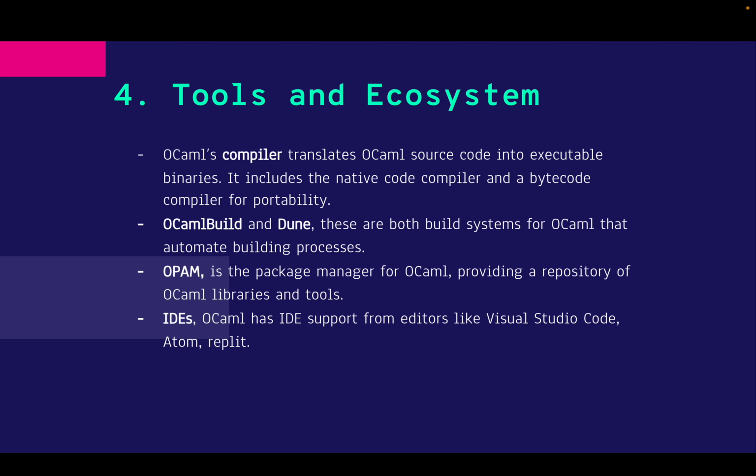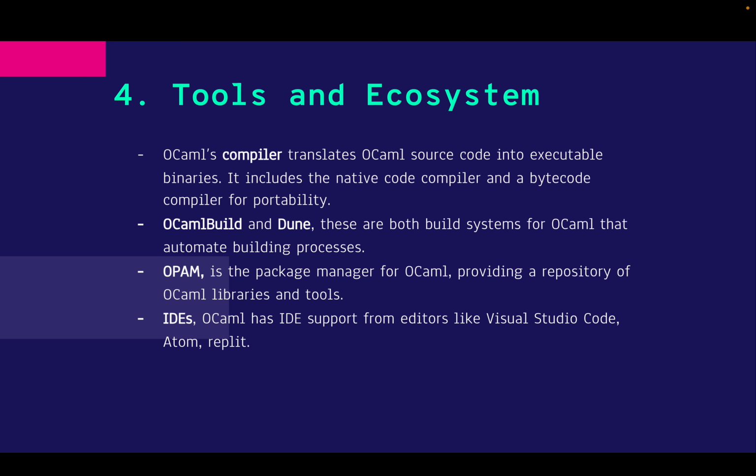Tools and ecosystem. OCaml's compiler translates OCaml source code into executable binaries. It includes a native code compiler and a bytecode compiler for portability. The native code compiler increases the speed of the program's execution for large scale problems.